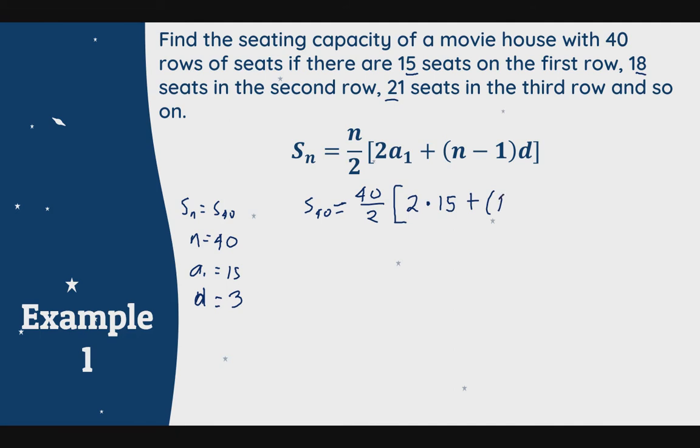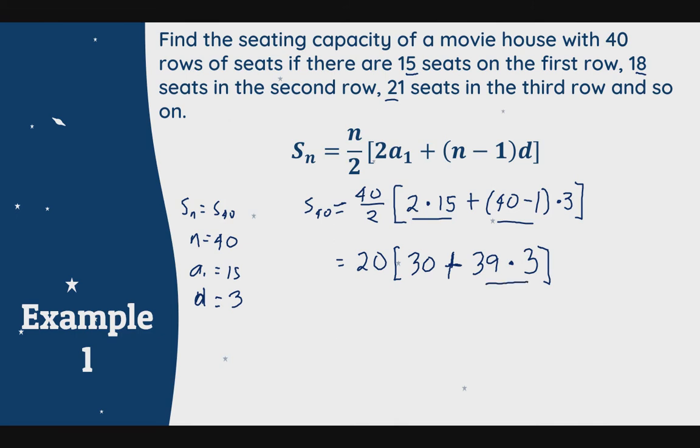plus our n, which is 40, minus 1 times 3. So, let's evaluate. 40 divided by 2 is 20 times quantity 2 times 15 is 30 plus 40 minus 1 is 39 times 3. Now, let us multiply 39 by 3. So, we will have 20 times 30 plus 117.